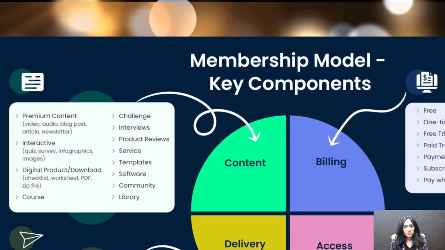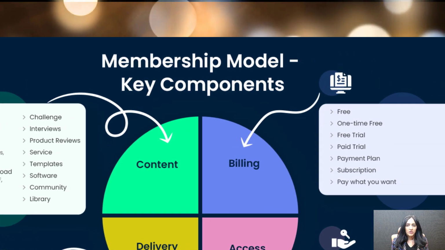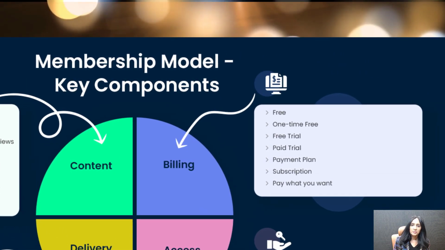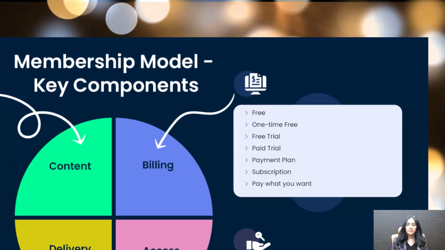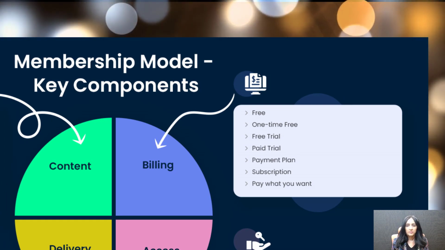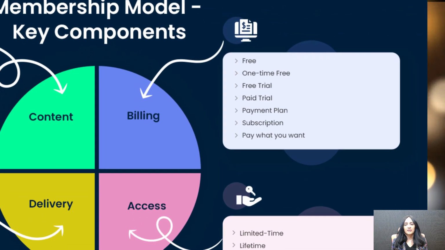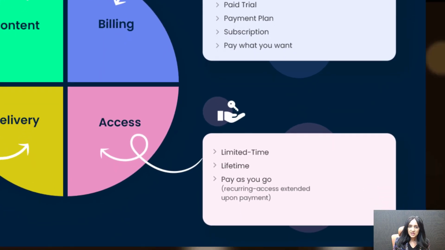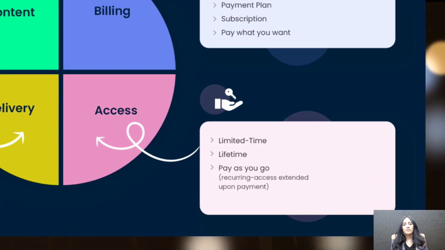How are you going to charge for the product? Is it a free product or a paid product? If it's a paid product, is it a one-time product, subscription, or a payment plan? If it's a subscription, do you want to offer a trial? And is it a free trial or a paid trial? Once you figure out the billing, the next thing is access. When someone signs up for your product, how many days of access are they going to get? Is it going to be limited time?